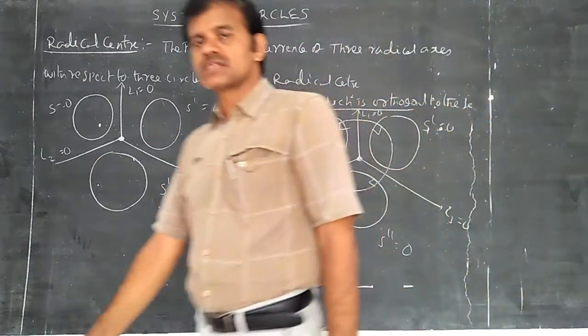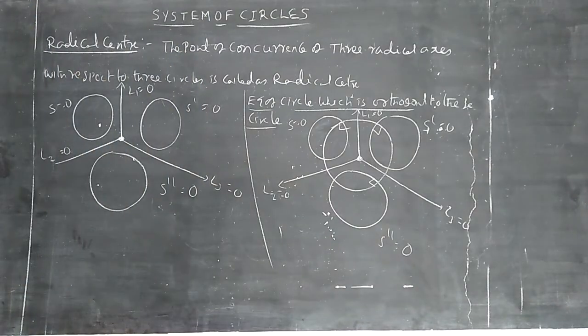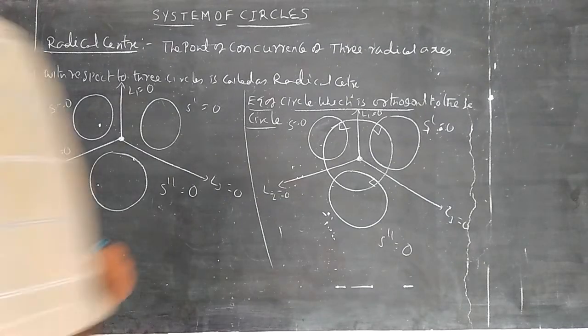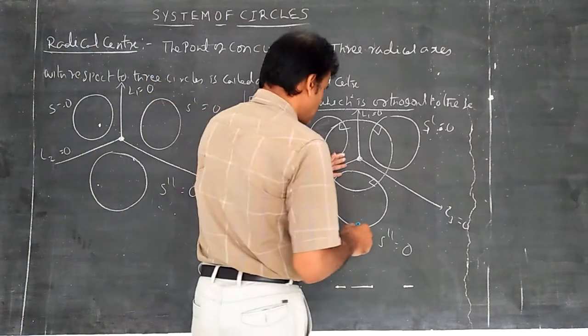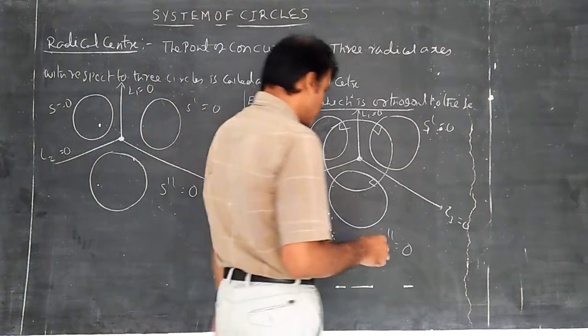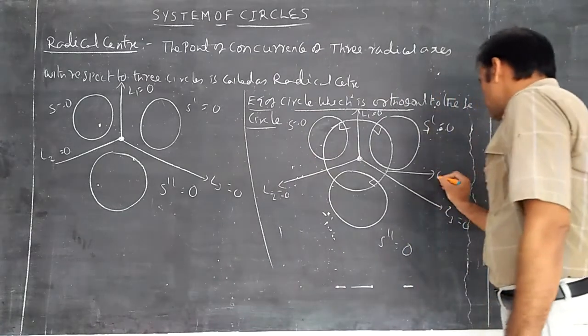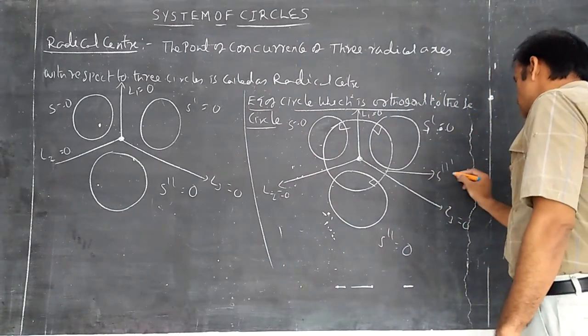So whatever circle we need, orthogonal to the three circles, it is the fourth circle. Maybe it is S triple dash equal to 0. This circle we require; the required equation of the circle is this one.